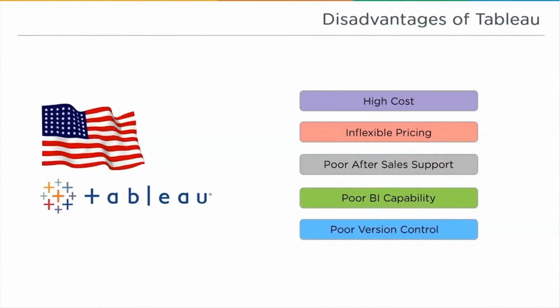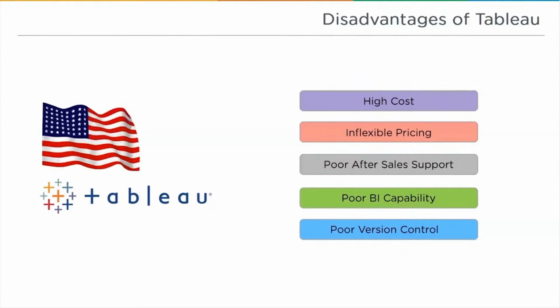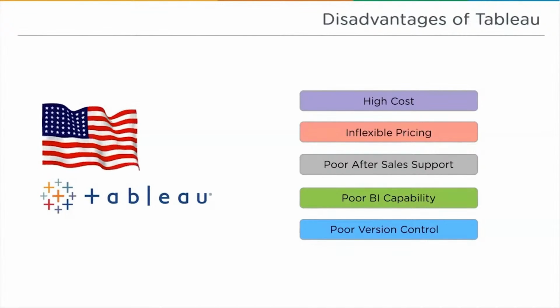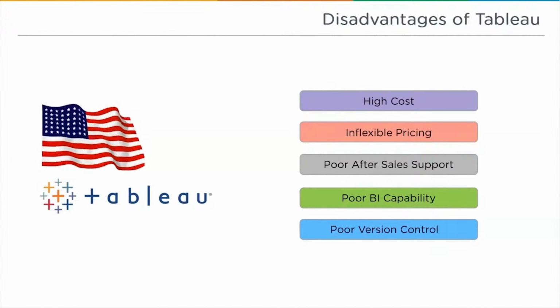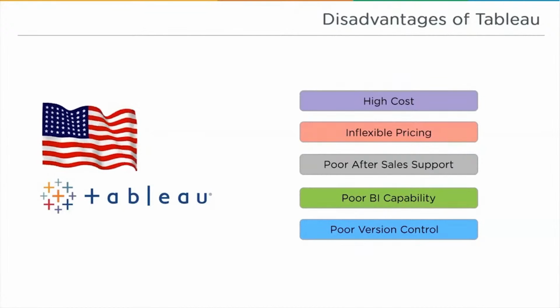On multiple message boards, users complain that Tableau software lacks proper after-sales maintenance. If a customer has a software performance problem, the support team does not settle the matter by investigating the problem's root and eliminating it. Next, we have the poor BI capability, or the poor business intelligence capability.